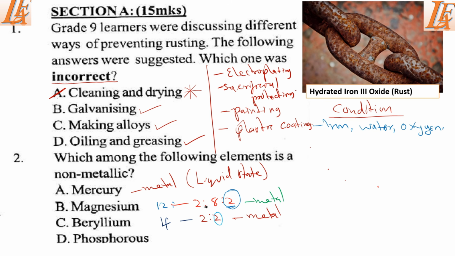Then let's look at D. D is phosphorus, atomic number 15. The electron arrangement for phosphorus is 2, 8, 5. In this case, it has 5 electrons in the outermost energy level. We have said that when it has less than 4 electrons, it's a metal. Therefore, when it has more than 4 electrons, like 5 in this case, this one is a non-metal. So the option which is non-metallic is phosphorus.